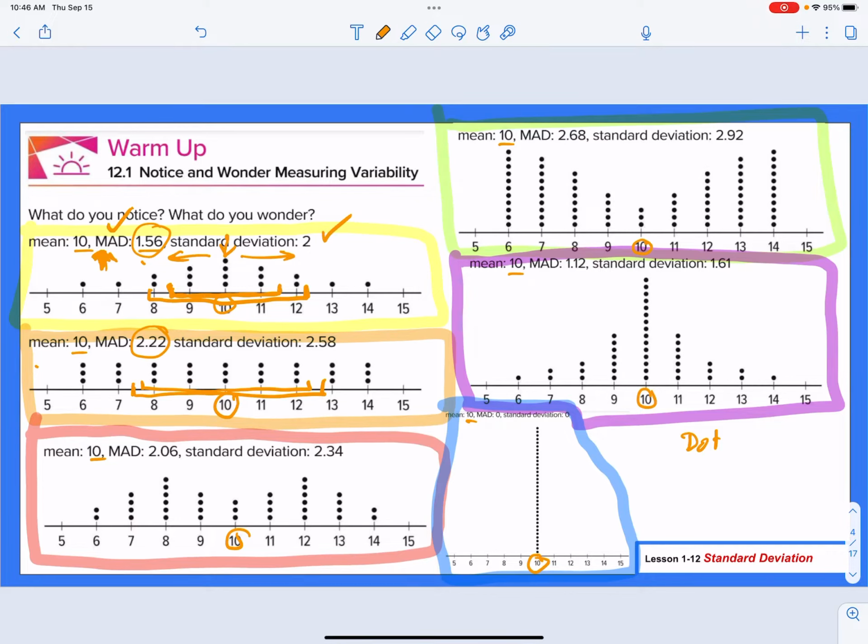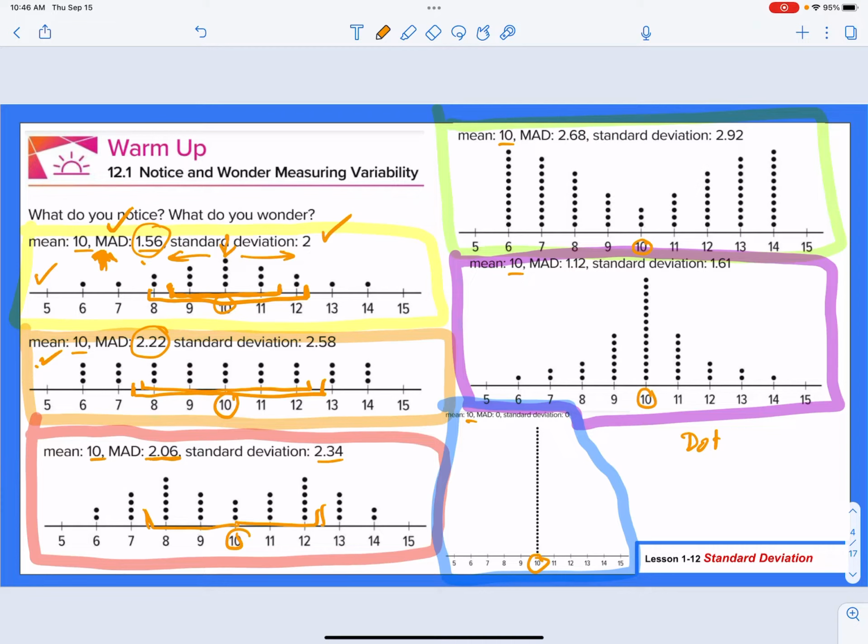For the next one, we have a MAD of 2.06, which is somewhere between the first and second. Talking about the spread here, 2.06 gets you to here and to here. That does include most of the values. The standard deviation is 2.34, so very similar, a little further out, but not too much more. So it does include them all, but it picks up most of the dot values there. There's a lot of similarity between these.